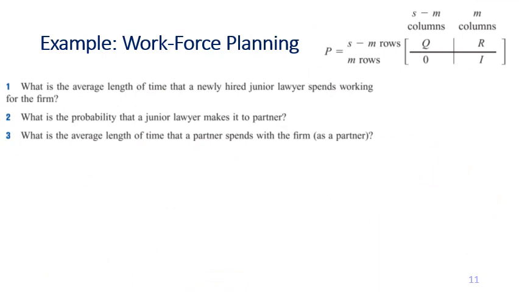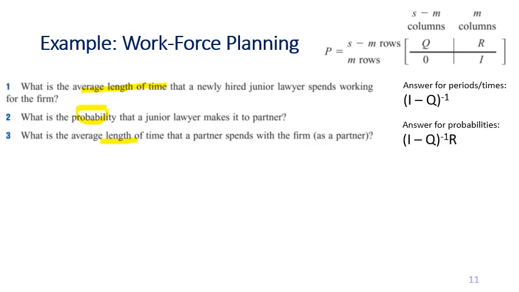Now for the example of workforce planning in a law firm, the questions are a bit different. The first one asks us about the average length of time, so it is not about probability. The second one asks about probability. The third one is again about length of time. From the previous slides, we've seen that to answer about periods or times, we need to use (I minus Q) inverse. And to answer probabilities as before, we use (I minus Q) inverse times R.